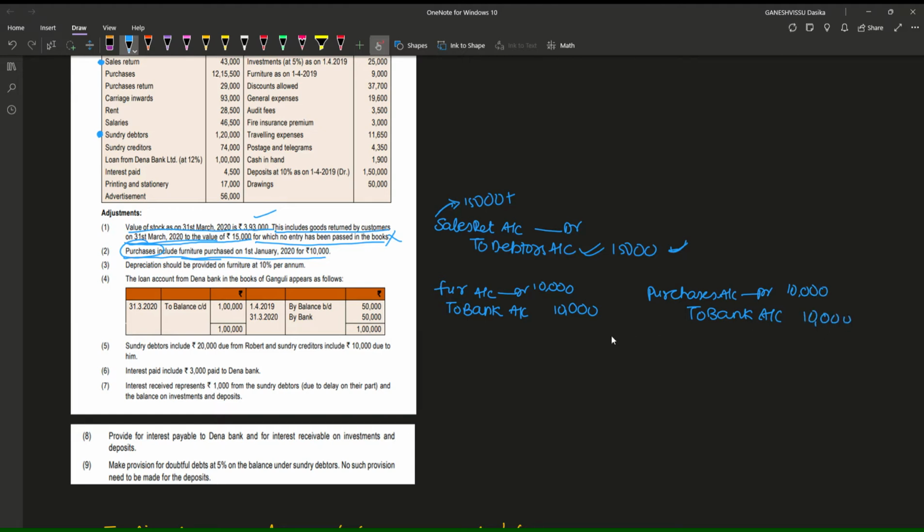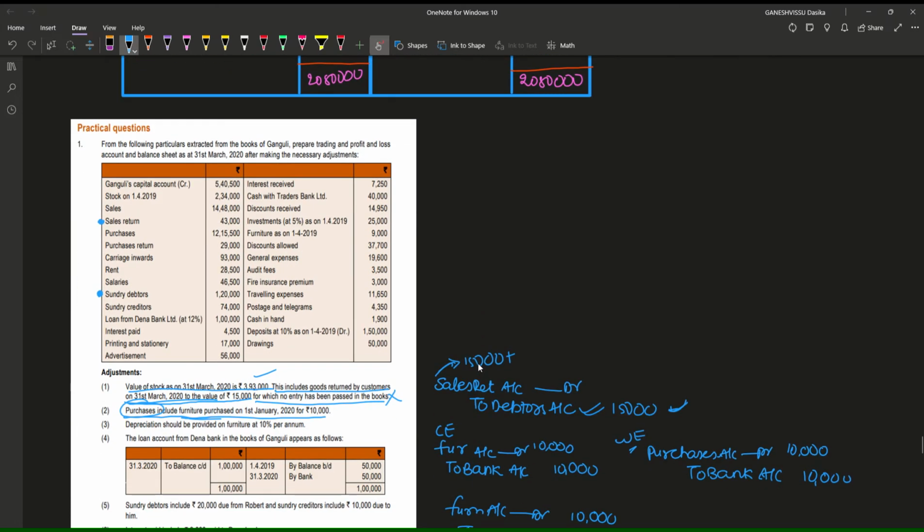This is the correct entry and this is the wrong entry, so we need to pass a rectification entry. That means reversal of the wrong entry and merging with the correct entry: furniture account debit to purchases account, by 10,000 rupees. We need to increase the furniture and decrease the purchases by 10,000. So let us highlight the purchases and also the furniture.